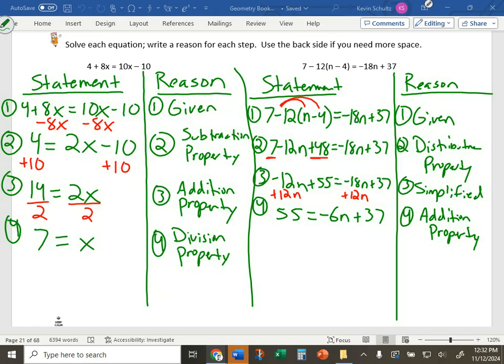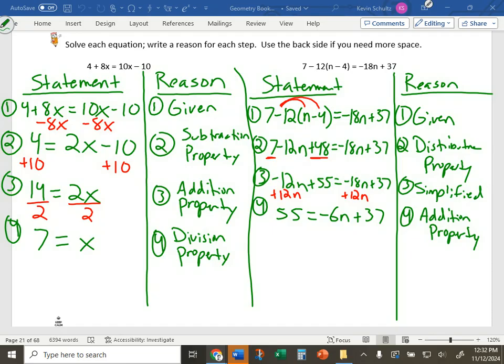Can we just write addition? Do we actually have to write addition properly? I will allow you to abbreviate property to be prop. PR? Don't push it. It's not that hard to write four letters.